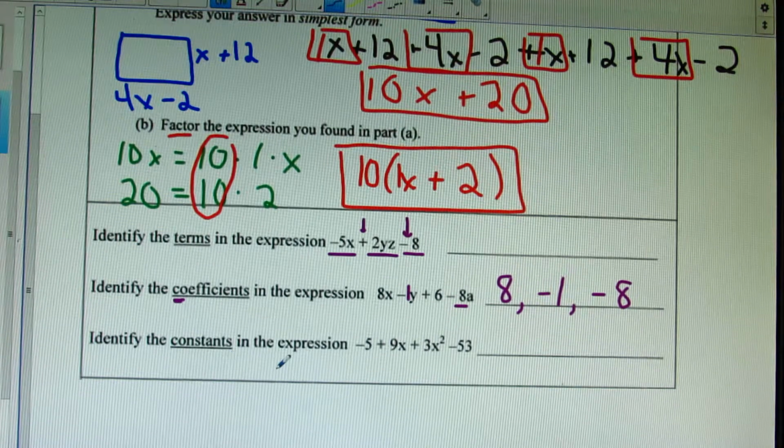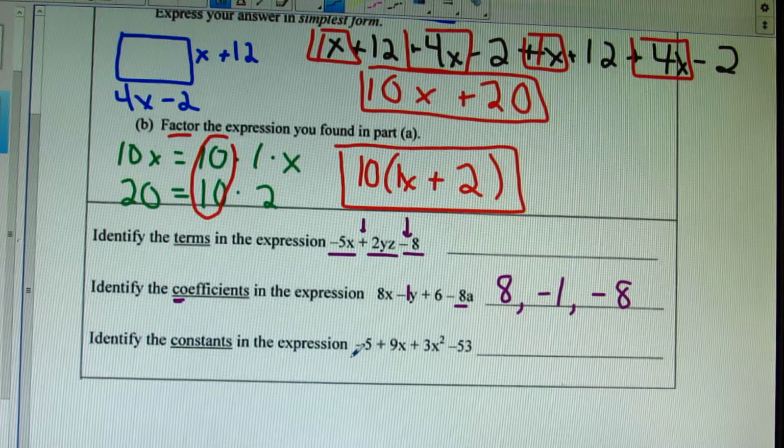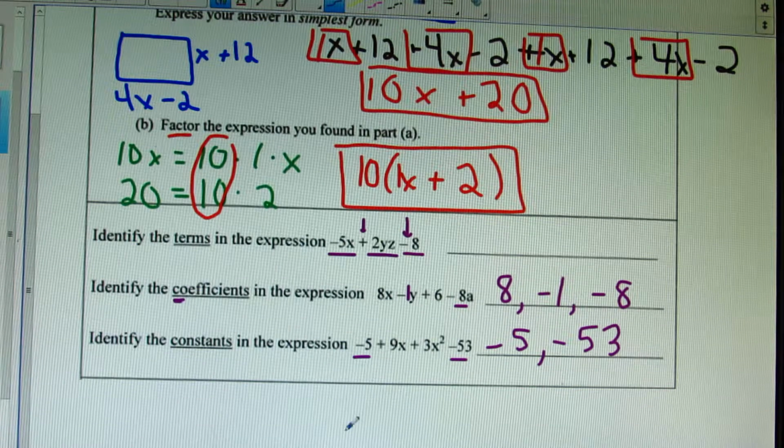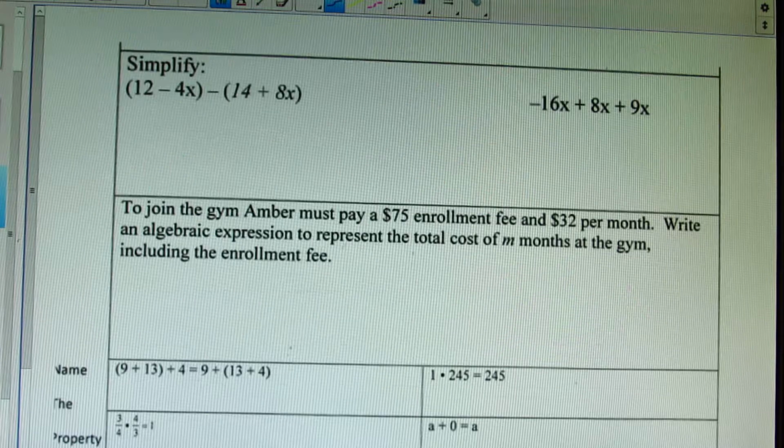Now the constants. Constants are always the same number. Well, anything with a variable next to it can vary depending on what that variable is. So the only numbers that will remain constant are the numbers that are all by themselves, like negative 5, like negative 53. Those will never change. Their answer remains constant. Okay, moving on.